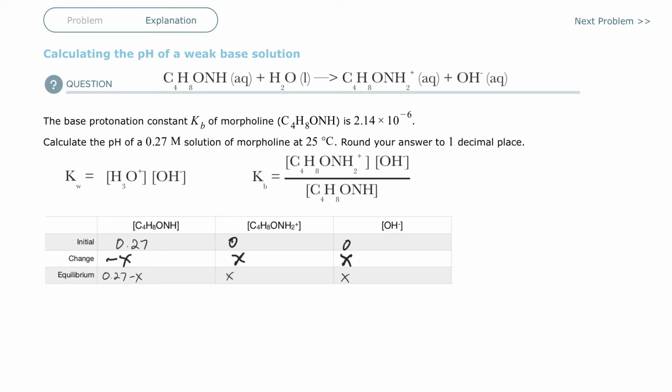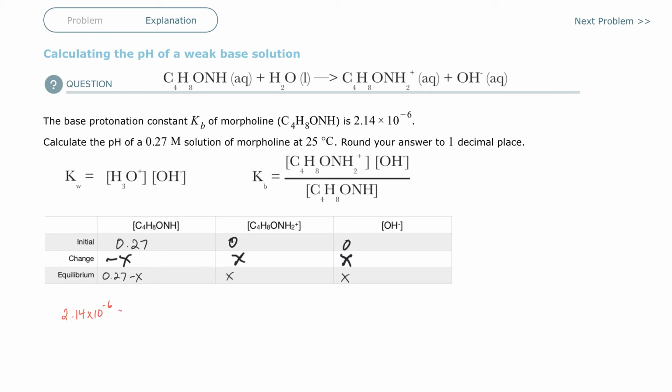The way I can solve for it is to go back to my expression here. K sub B equals these concentrations. And I know what these are now. This is going to be X, this is going to be X, and this is going to be 0.27 minus X equals K sub B. And I know K sub B is 2.14 times 10 to the negative 6. So let me fill that in down here. I've got K sub B, which is 2.14 times 10 to the negative 6.